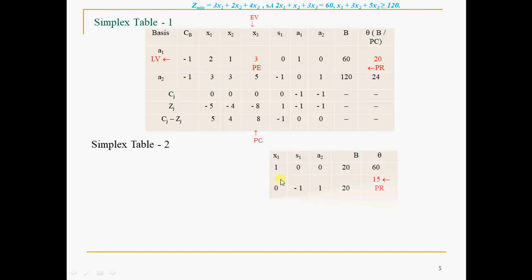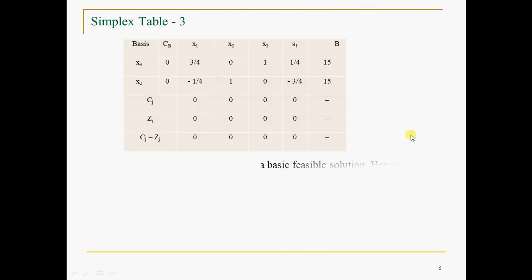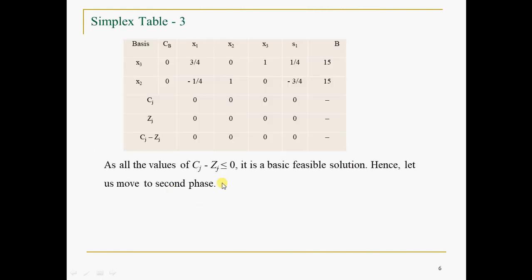So this is simplex table 1, simplex table 2. It is nothing but the typical simplex table or big M method only. The concept is different. We are going to obtain the optimal solution in 2 phases. Simplex table 1, 2, then 3. Once you get all Cj minus Zj less than or equal to 0, you can say you have got the optimal or basic feasible solution. Hence you can move to the second phase.